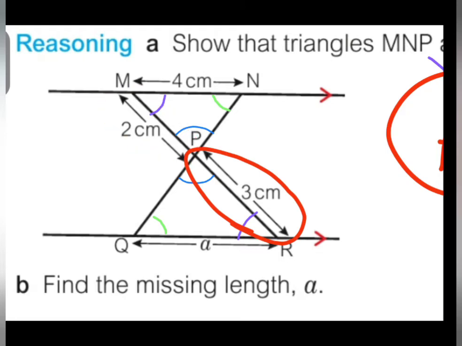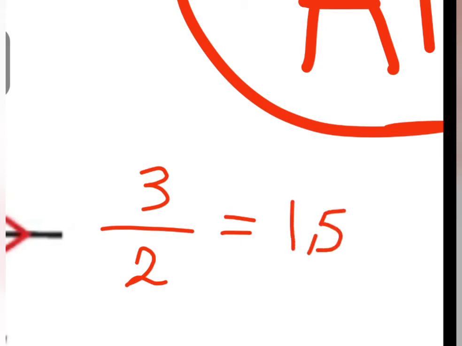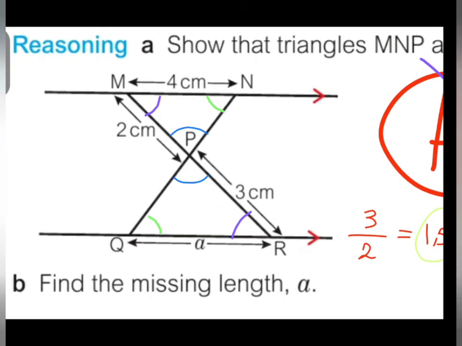Now, let me answer it here. So we're going to divide 3 by 2 to get the scale factor. So we write 3 divided by 2 equals 1.5. And this is the scale factor of enlargement. We're going to use it to find the other side. Now, after finding the scale factor of enlargement, we can see that A is bigger than 4. And why is that? Because it's obvious that this one is the large triangle because the 3 is bigger than 2. So basically, this means that A is bigger than 4.